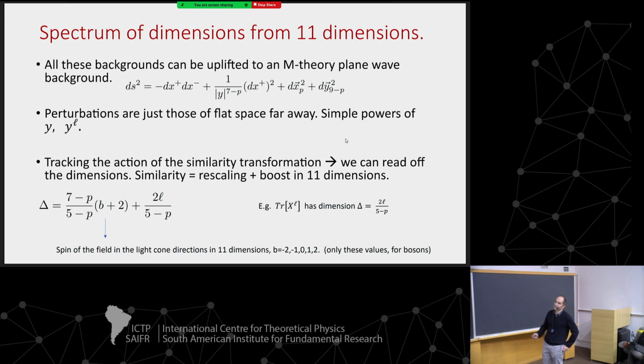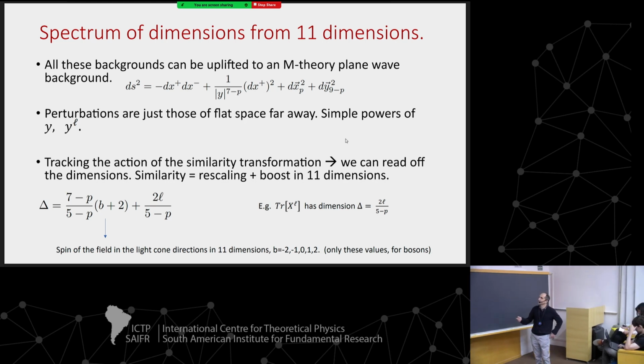And then tracking the action of that similarity transformation that we discussed. So there was a similarity transformation in the original background. That translates into a combination of rescaling of y's and rescaling of x and a boost in the x plus, x minus plane. And so that's the action of the similarity transformation, which, if we find how the field rescales under that similarity, then we find its dimension, right? So here we track that down. I'm not showing you the details, but it's relatively straightforward by knowing how the rescaling was working in the other frame. Then you find this very simple formula for the dimensions, which says that the dimensions involve the power of y of the corresponding field, and also the boost eigenvalue of the field in the x plus and x minus direction. And the reason that these two numbers appear is simply that the original similarity involved a combination of rescaling y and a boost in the x plus and x minus directions.